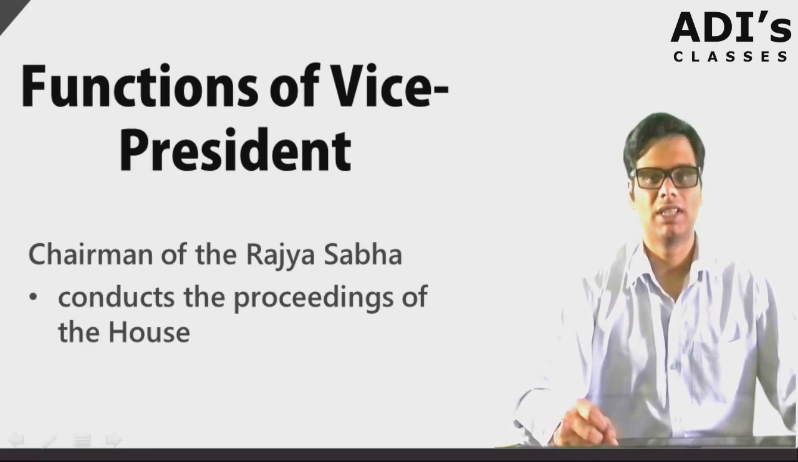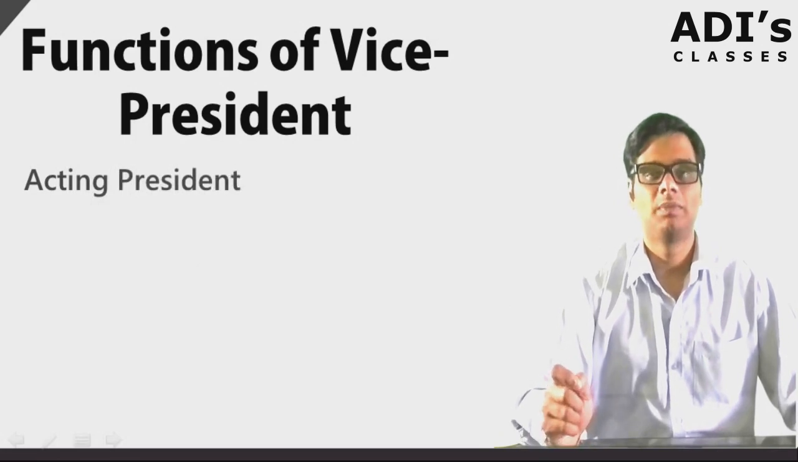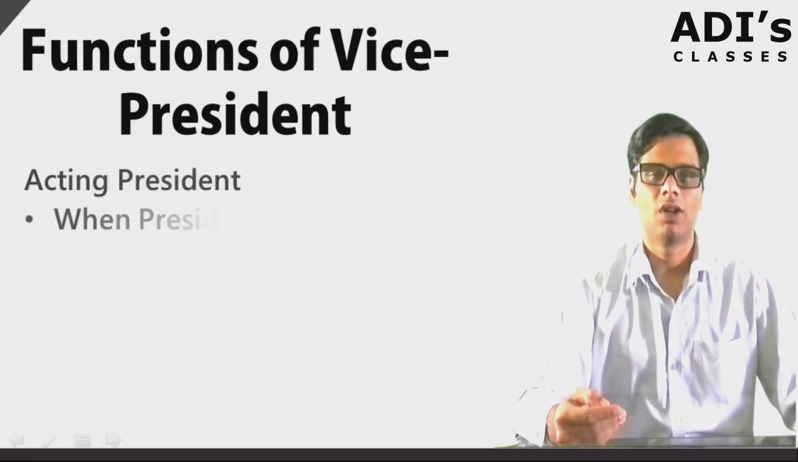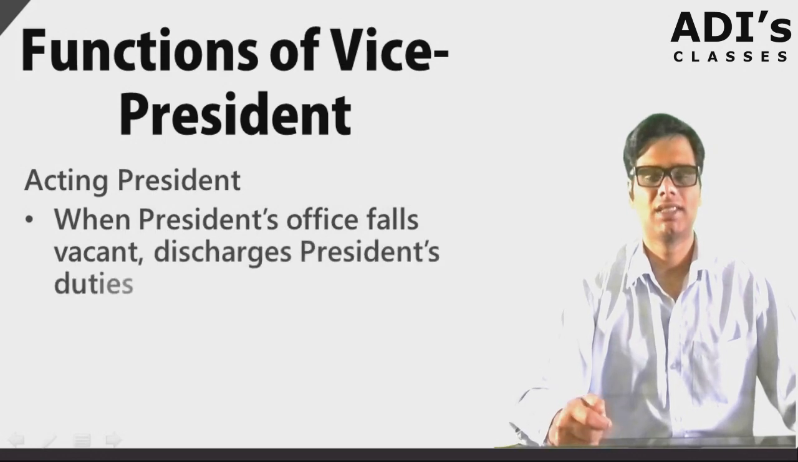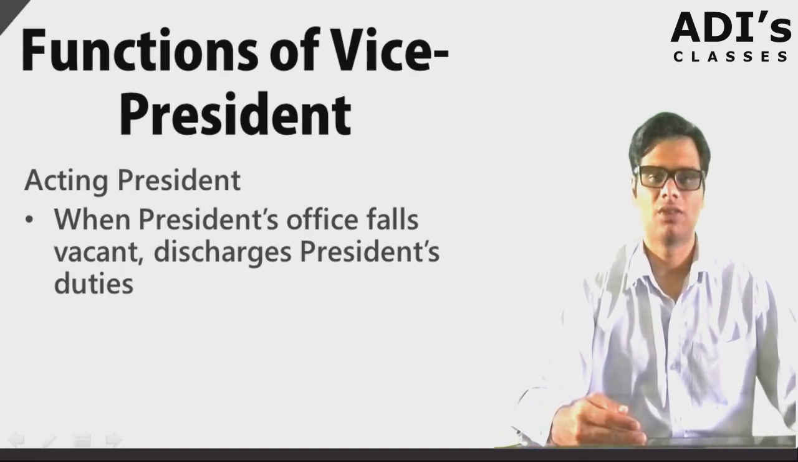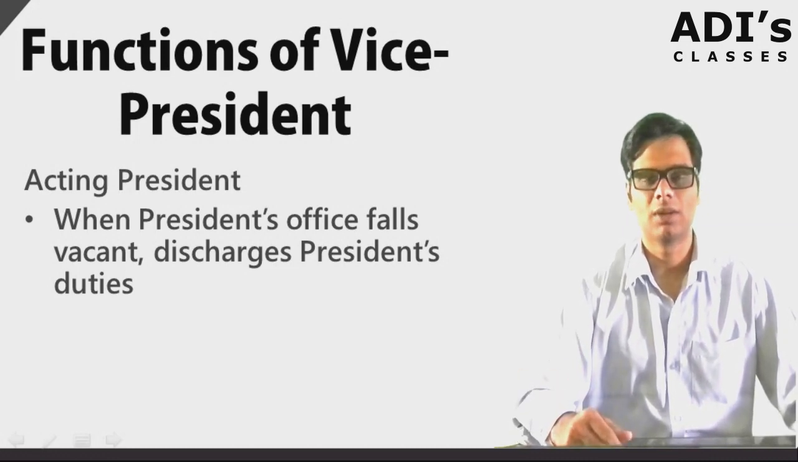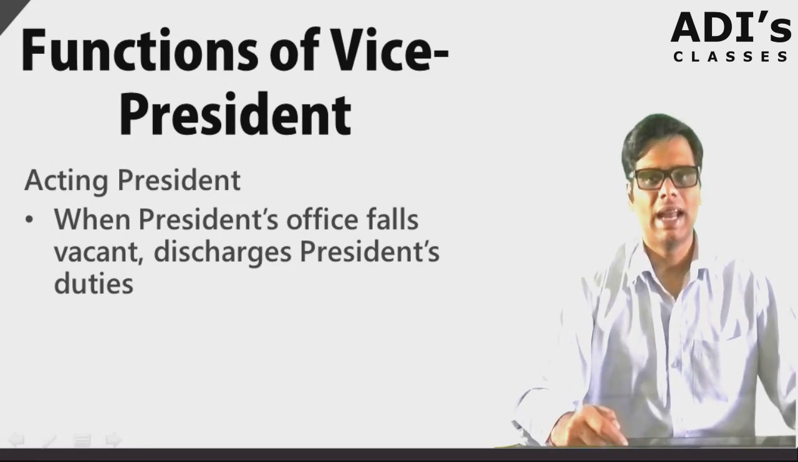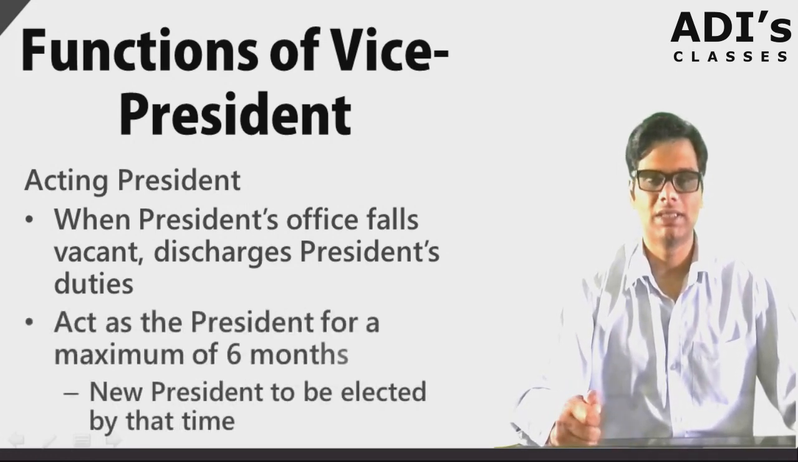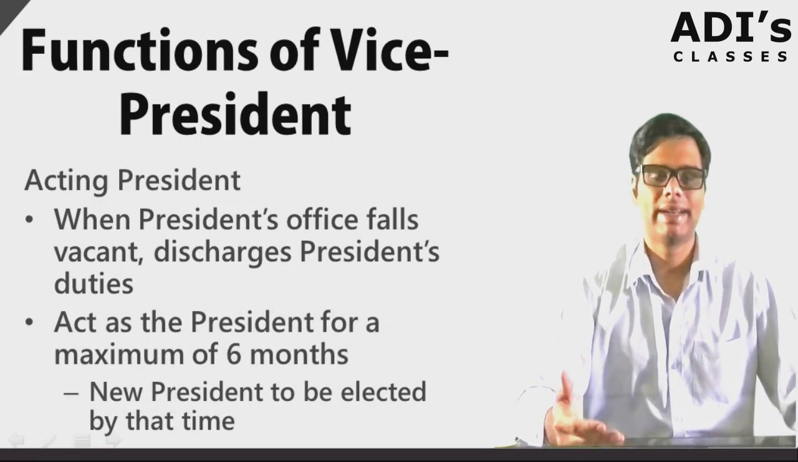The second important function is he acts as the acting president. When the office of the president falls vacant, the Vice President discharges the functions of the President. This was one of the main reasons that the Constituent Assembly gave for the very existence of the office of the Vice President. That is, in case the President's office falls vacant for any reason like death or something, then the Vice President fills in for the President. He can act as the President for a maximum of 6 months, within which time the Parliament and the state legislative assemblies together have to elect a new President.